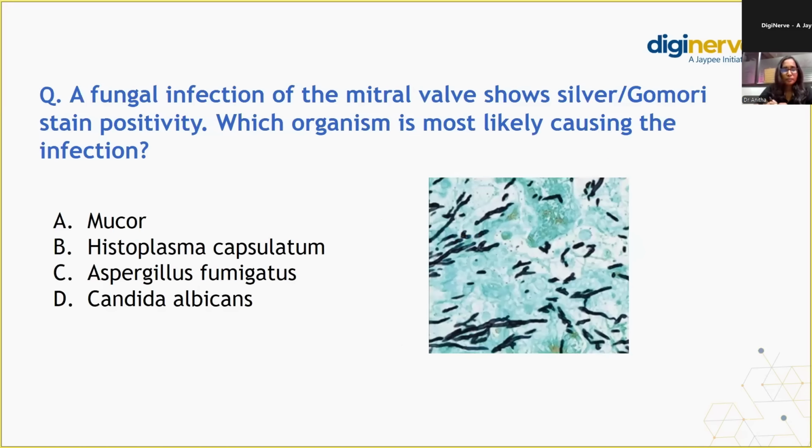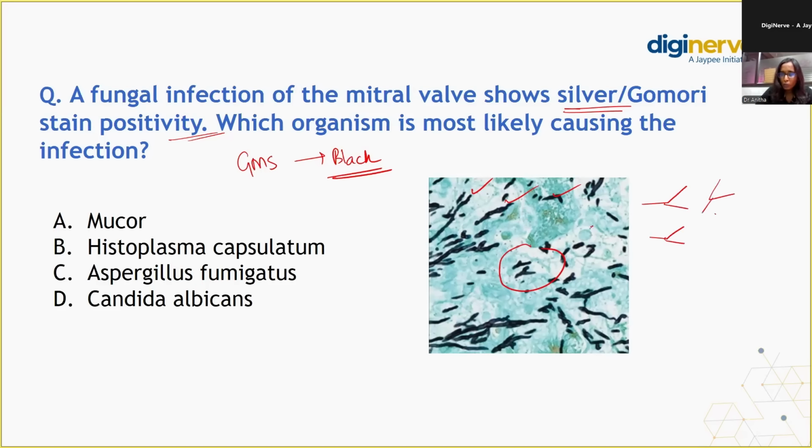Next question. A fungal infection of the mitral wall shows silver Gomori methenamine stain positivity. Which organism is most likely causing the infection? They have themselves told that Gomori methenamine stain is positive, which means it will be black in color. So in the image also you are able to see black color fungi. They're asking which is the most common organism. If you clearly see this image, you're able to see something like this.